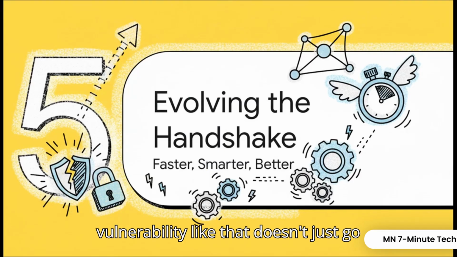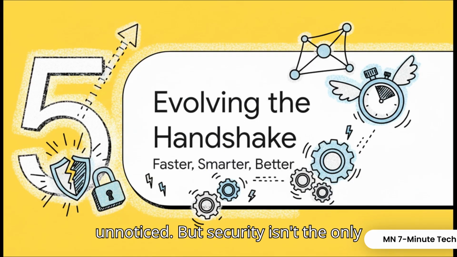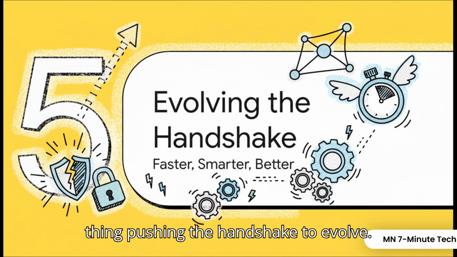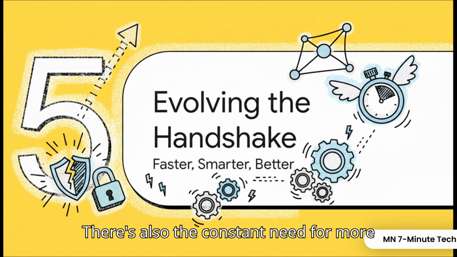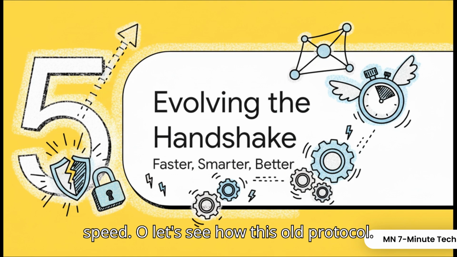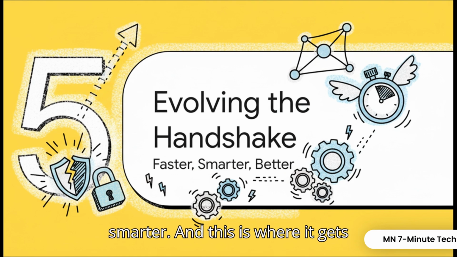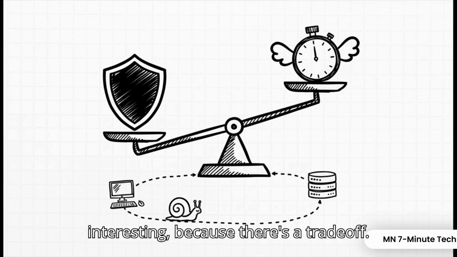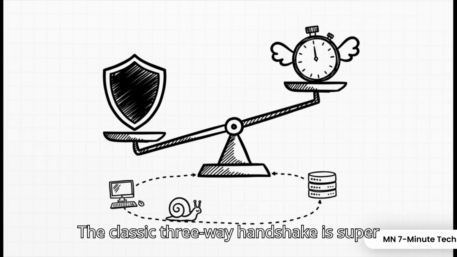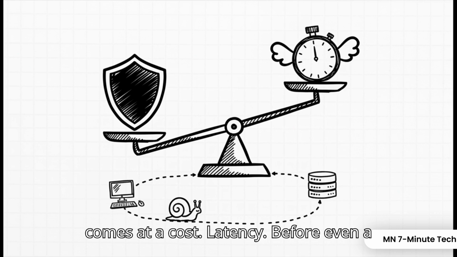Of course, a vulnerability like that doesn't just go unnoticed. But security isn't the only thing pushing the handshake to evolve. There's also the constant need for more speed. So let's see how this old protocol is being adapted to be faster and smarter. And this is where it gets interesting, because there's a trade-off. The classic three-way handshake is super reliable, right? But that reliability comes at a cost, latency.